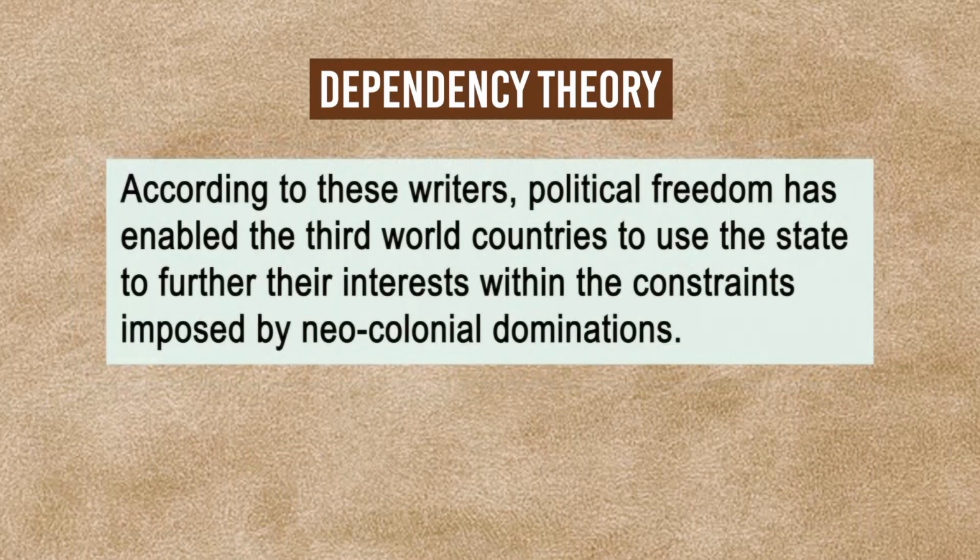Now, some writers who propounded the dependency theory argue that the third world countries do not enjoy political freedom and continue to be dominated by the imperialist powers. Critics of the dependency theory rejected the argument that the third world state has no autonomy. According to these writers, political freedom has enabled the third world countries to use the state to further their own interest within the constraints imposed by the neo-colonial domination.